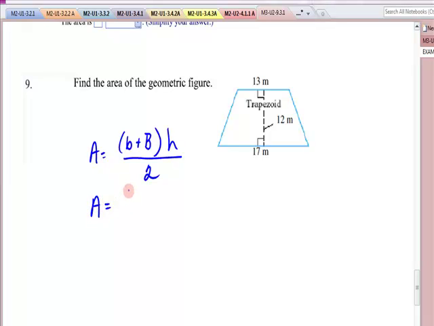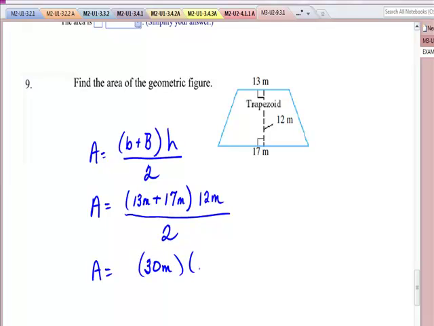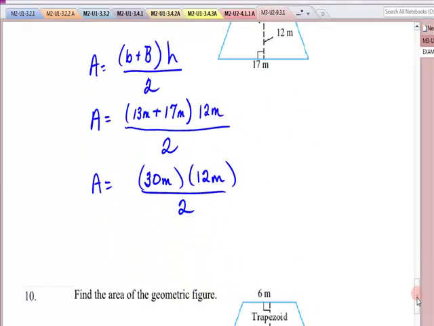Area is, all right, the little base is 13 meters plus the big base is 17 meters. Close those parentheses. The height is 12 meters, and I'm going to divide that by 2. Now we're back to order of operations. What do I do first? Well, I do what's in parentheses first. So I have 13 plus 17 is 30 meters, and I'm going to multiply it by 12 meters. And whatever I get, I'm going to divide by 2.